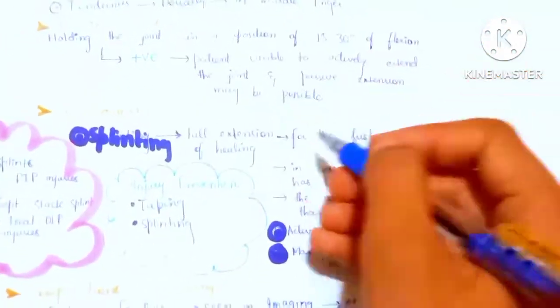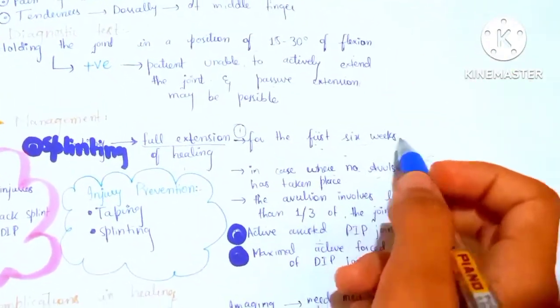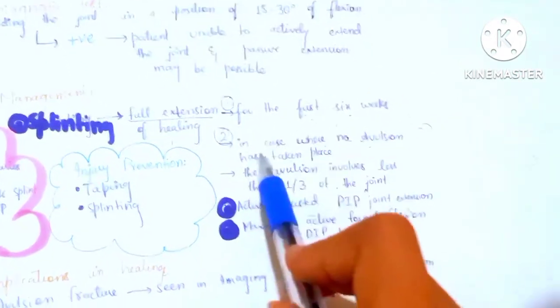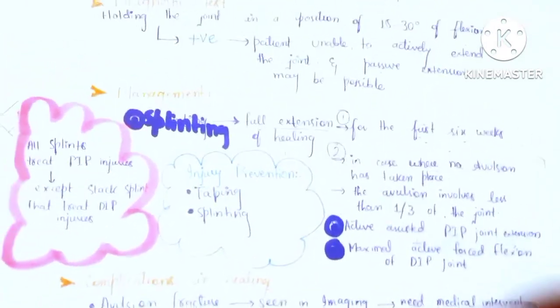Why do we need full extension for the first 6 weeks of healing? That means in the acute stage, in cases where no avulsion has taken place. Avulsion here means avulsion fracture.